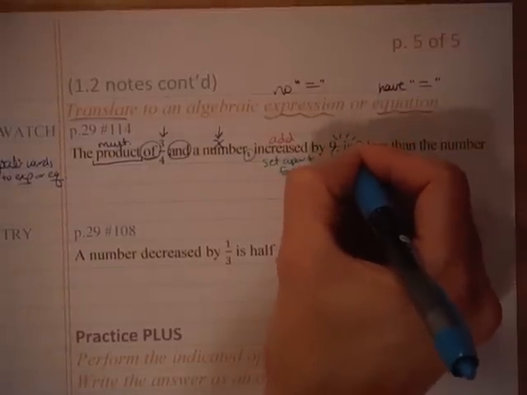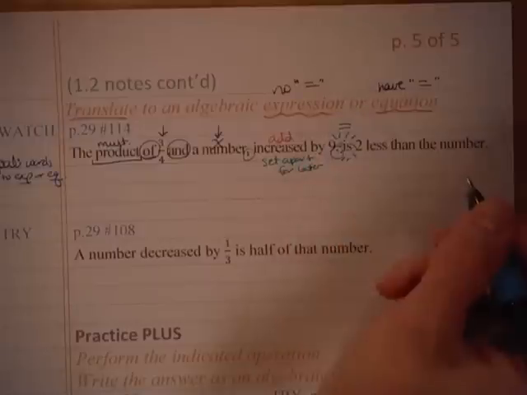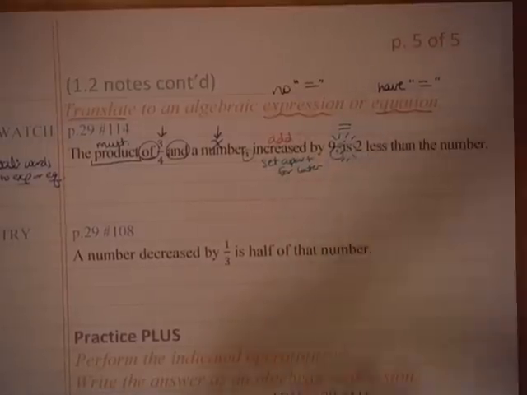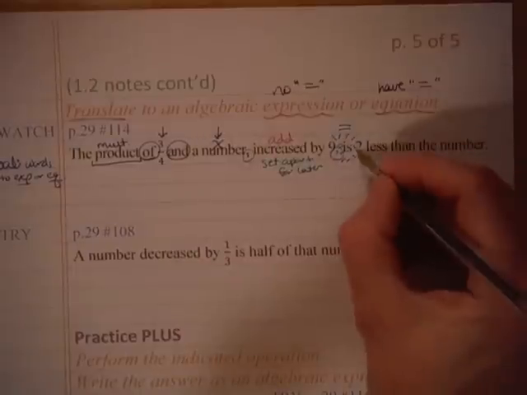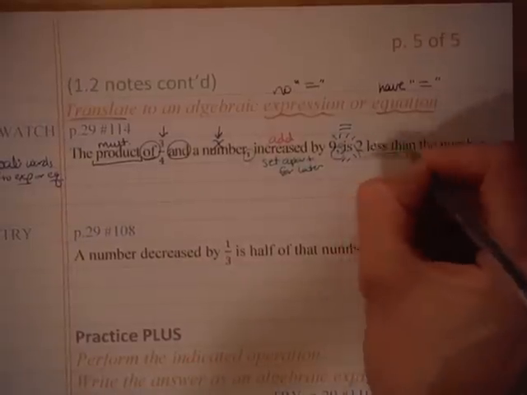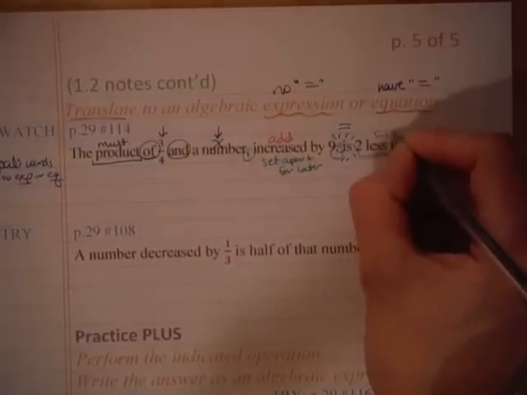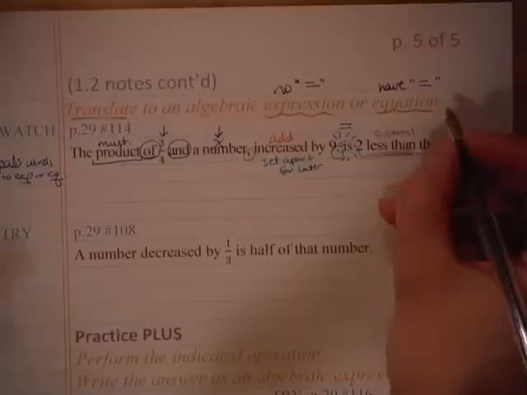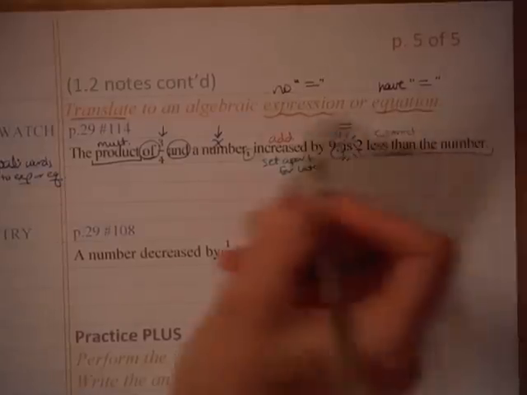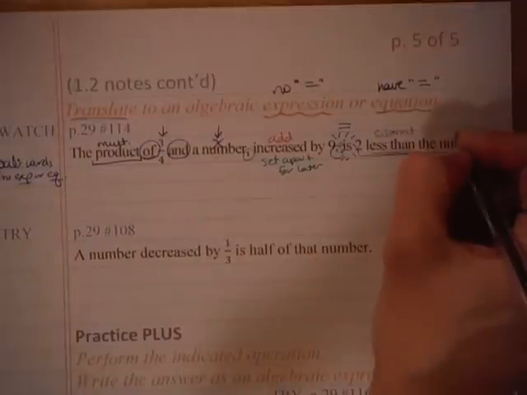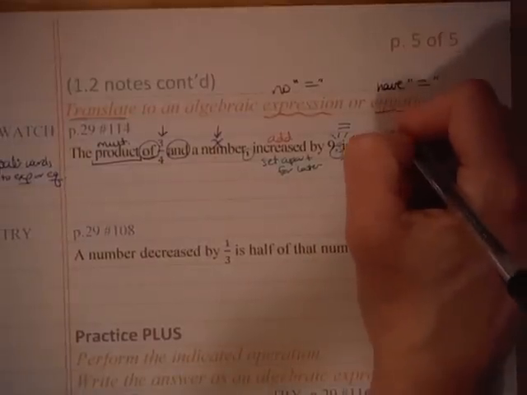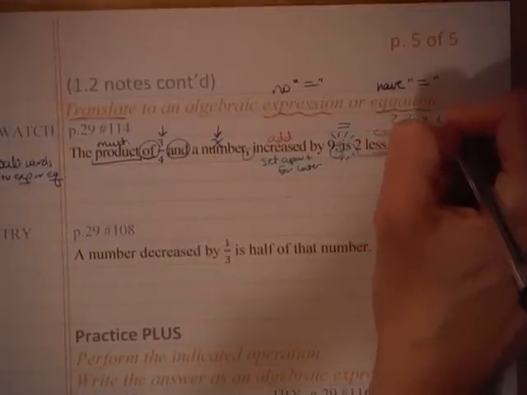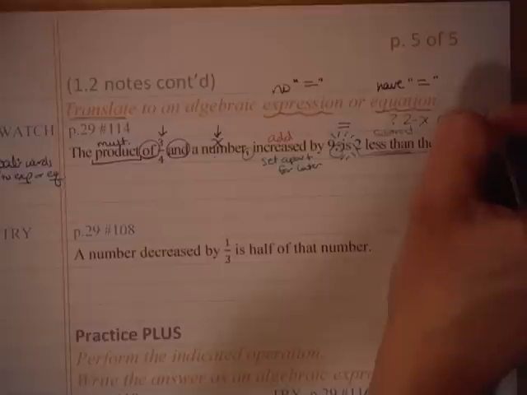That is our big symbol for equals. And then we have the 2 less than the number, that tricky little thing. Less than reminds us that we're going to be subtracting, but order matters. 2 less than the number. Same number referenced as earlier, so we've got the x. But is it 2 minus x, or is it x minus 2?